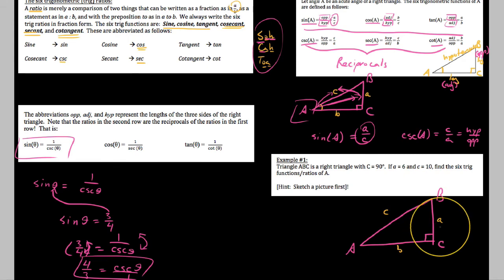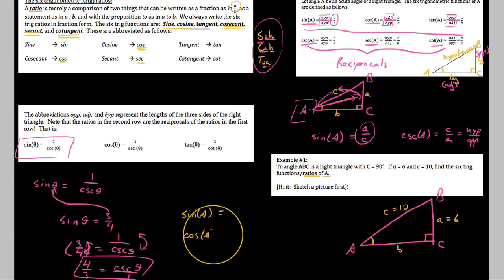But here's what we know. We know that a is equal to 6 units and that c is equal to 10 units. And we want to find the 6 trig functions or trig ratios of angle A. So what this means is we are going to find the sine of A, and we write it this way. We're going to find the cosine of A, and we write it this way. And we say the tangent of A, we write it this way. And we do not mean sine times A or cosine times A or tangent times A. We mean sine of the angle A.